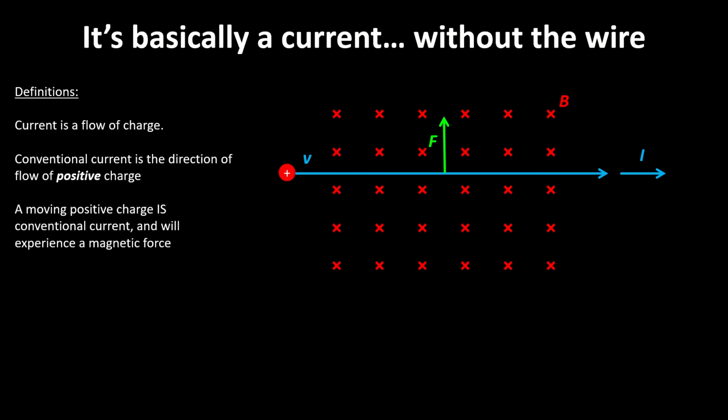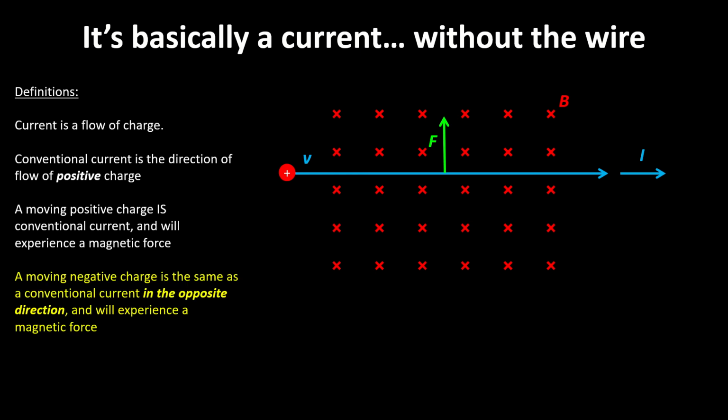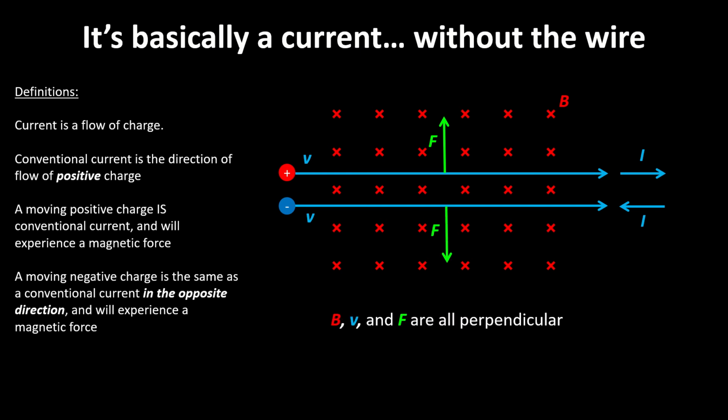But it doesn't have to be a positive charge. What if it was a negative charge? Remember, a moving negative charge, like electrons flowing through a circuit, is actually the same as a conventional current in the opposite direction. It will experience a magnetic force as a current, but because the conventional current is in the opposite direction, the force will be in the opposite direction. Also, I'm using the usual assumption that the magnetic field strength, the velocity, and the force are all perpendicular.